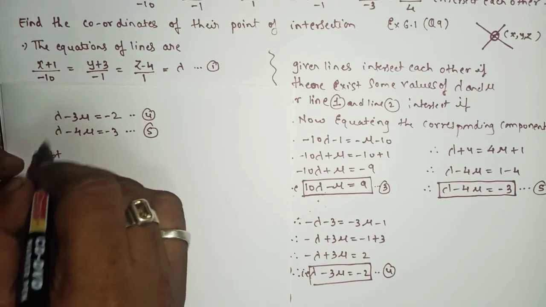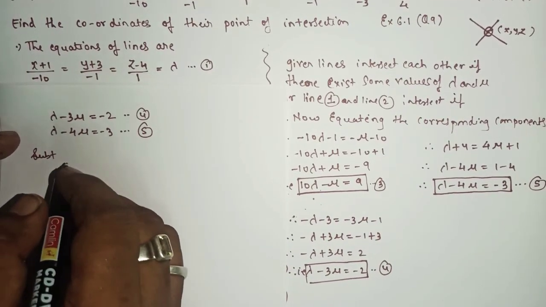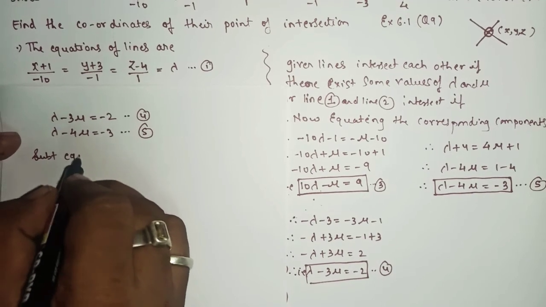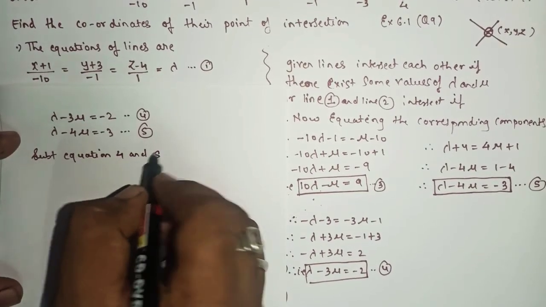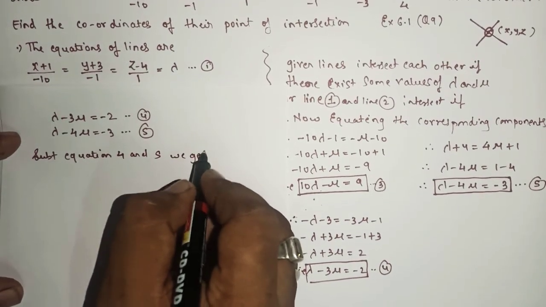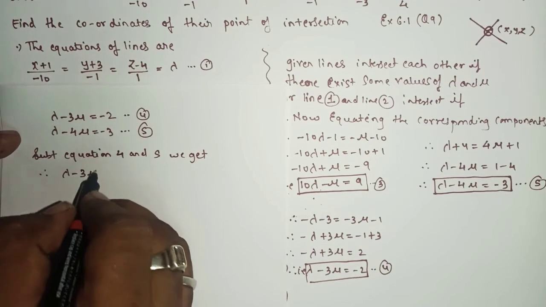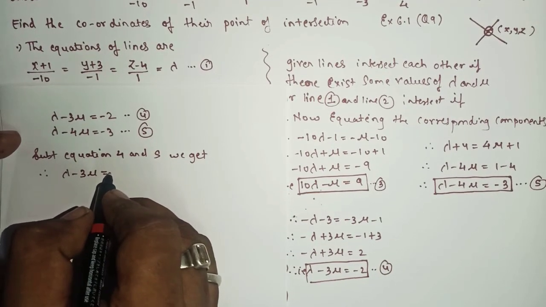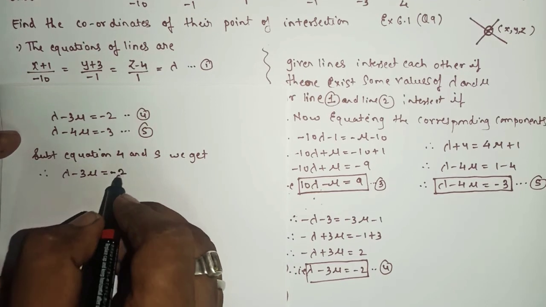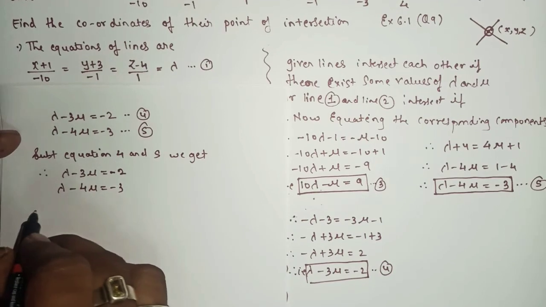When you subtract, this lambda will get cancelled. You will get the value of mu. Yes or no? So subtract equation number 4 and 5. We get lambda minus 3 mu equals minus 2, lambda minus 4 mu equals minus 3.